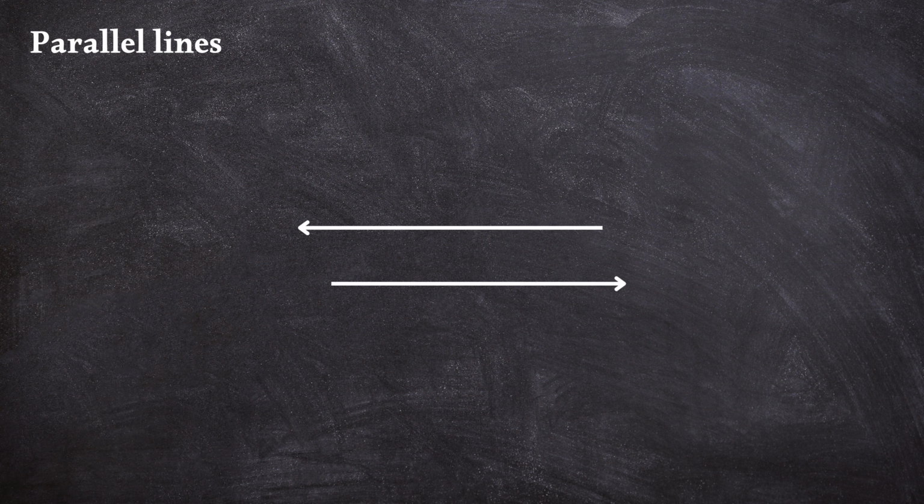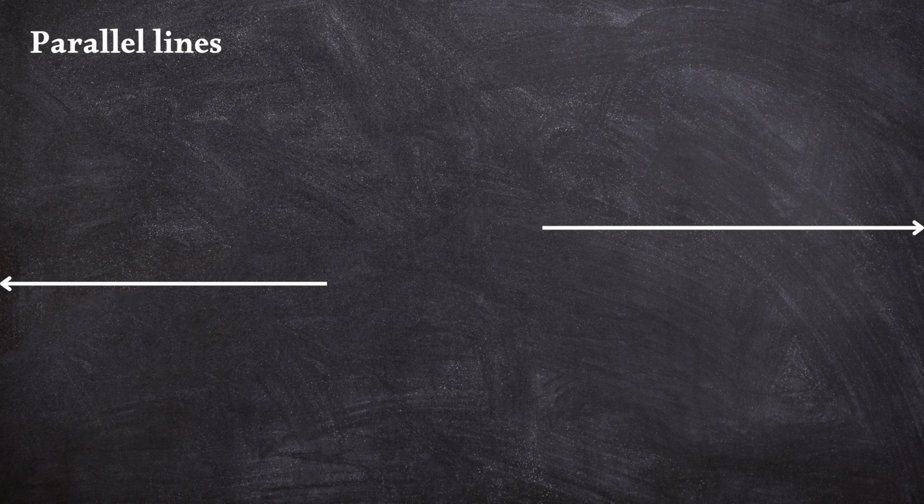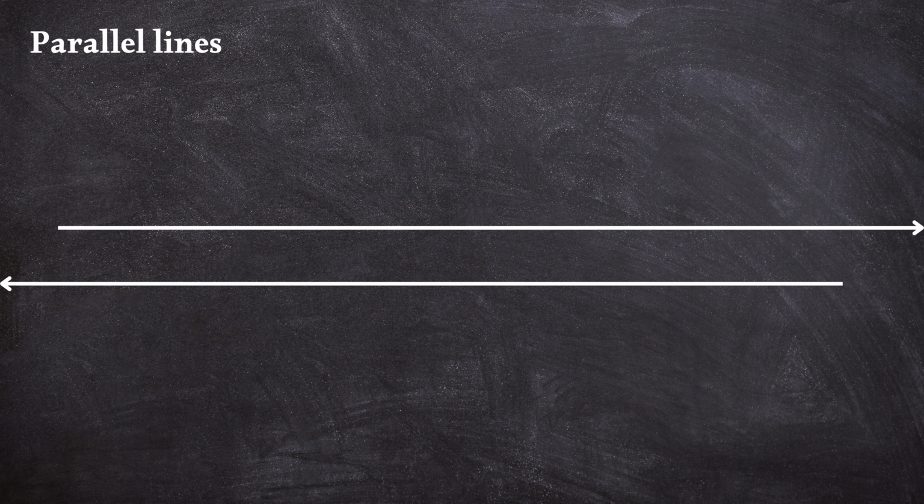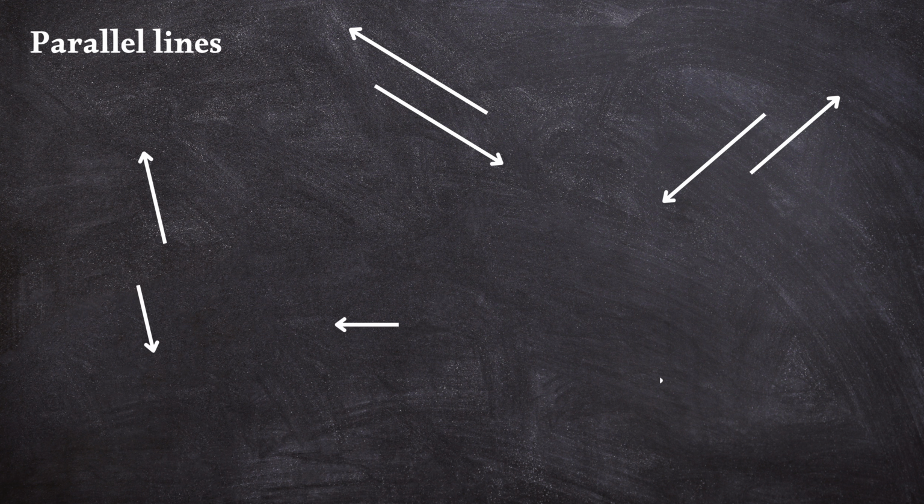Parallel lines. Parallel lines are those that never intersect. Even if we extend them forever, they will never cross or even get closer together. For two lines to be parallel, they point in exactly the same direction. All these lines are parallel.